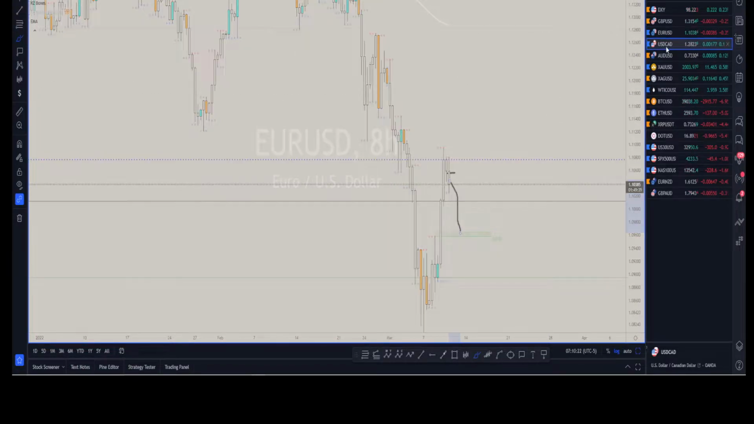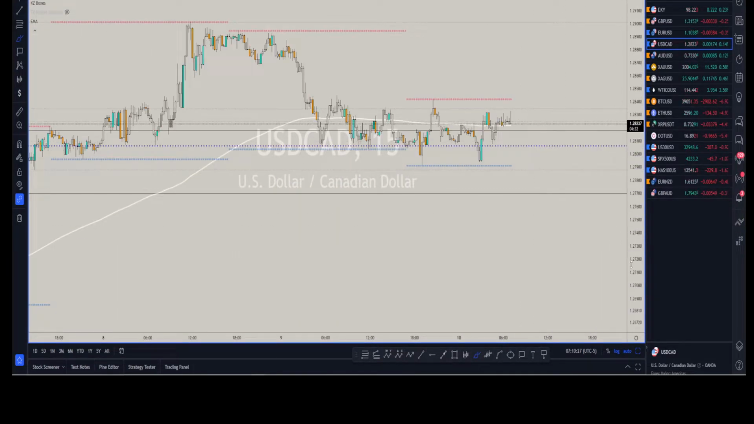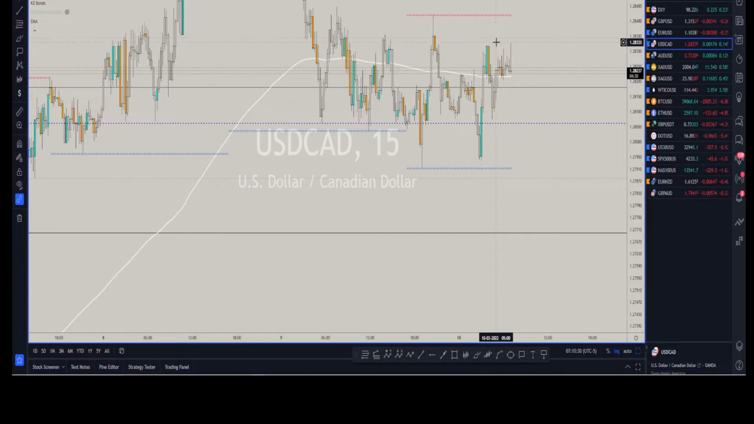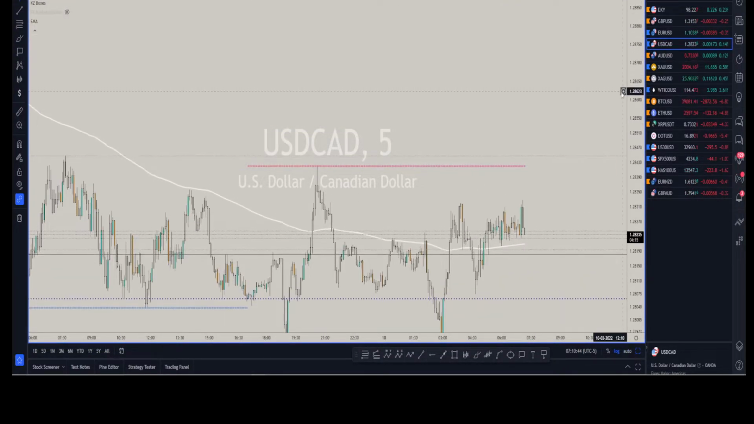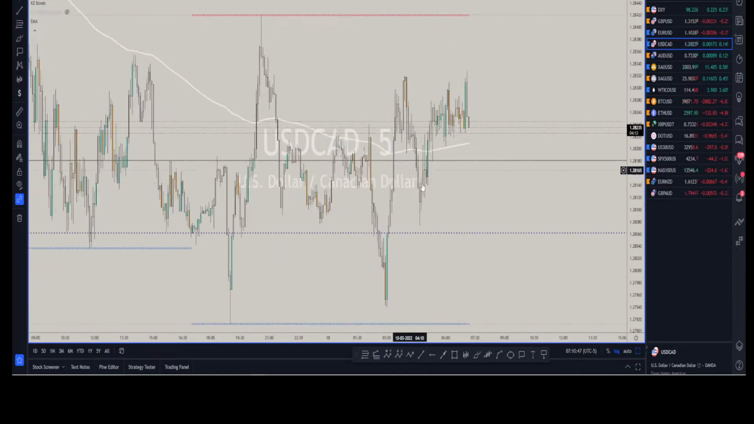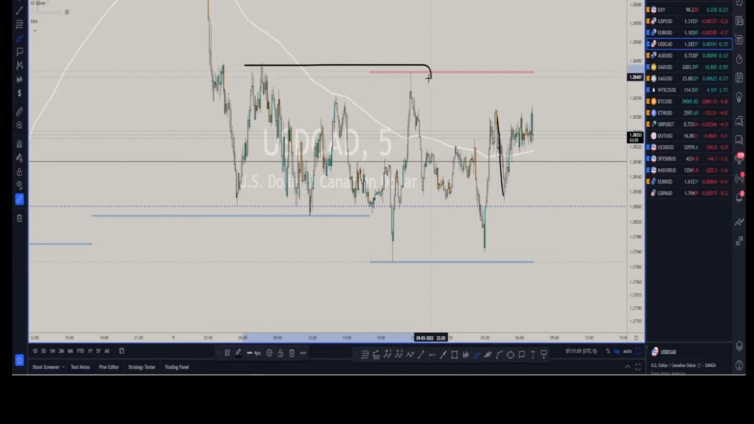Shit, USD CAD just dumped on me. USD CAD grabbed liquidity from the top, most likely will come back down for one more. I'm long on this one. I'm looking for the same thing. You see, this for me is the missing leg. And there is liquidity up there.